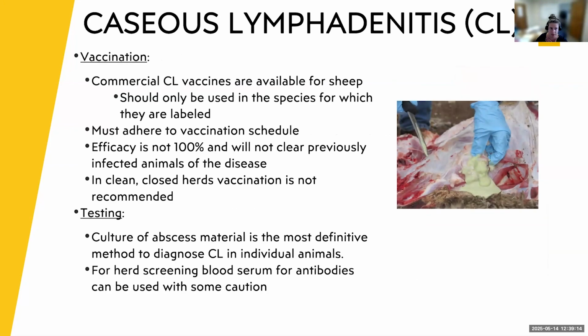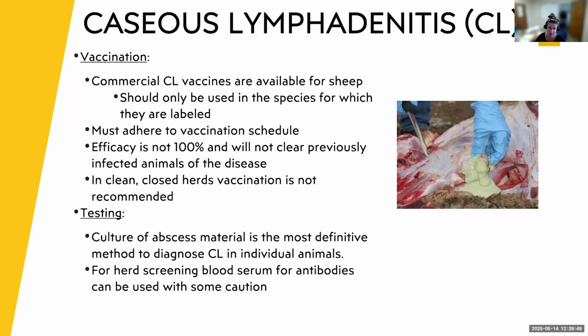So vaccination, there is a commercial CL vaccine available for sheep. To my knowledge, there's not currently one used or available for goats. They've tried, but it's not had good efficacy as of yet. It should also only be used in the species for which they're labeled. So only use the sheep vaccine for sheep. It has had adverse reactions in goats, so it should not be used in goats. And you also need to adhere very closely to the vaccination schedule that is on the vaccine.